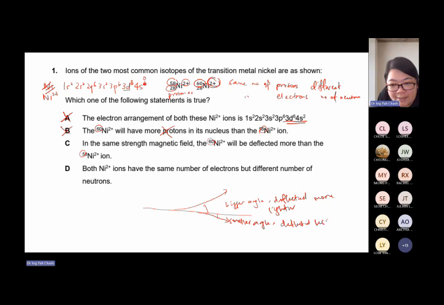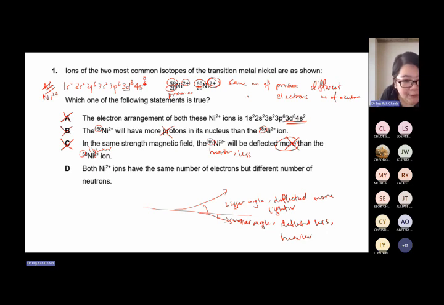is deflected less, heavier. So you look at the number: 60 and 58 actually represent another property of nickel, which is the mass of these two isotopes. So 60 is the higher number, 58 is lower. So this is heavier and this one is lighter. The heavier will be deflected less, but here it says more. So again, this part is not correct. So C is again wrong.